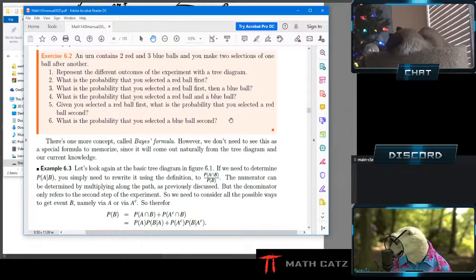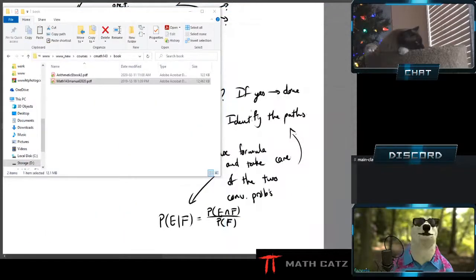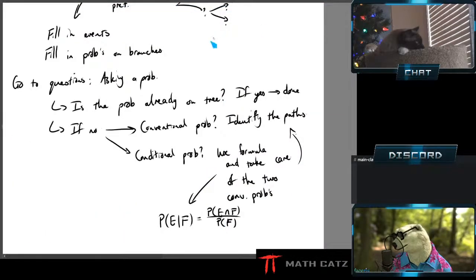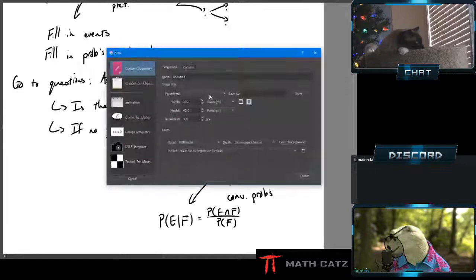Now this one's nicely sectioned, with clear questions because it's the first one, really. An urn contains 2 red and 3 blue balls. Let me check, you can see it, yeah. And you make 2 selections of one ball after another. So you select a ball and then you select another ball. Represent the different outcomes of the experiment with a tree diagram. Very often they will separate the parts to make it easier to grade. And by they, I mean me.